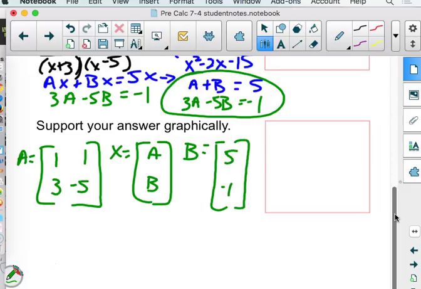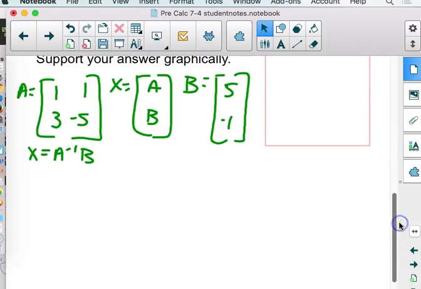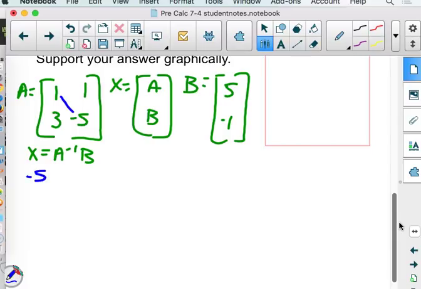And my B matrix would be 5, negative 1. And to solve AX equals B, X equals A inverse times B. So this one we could do by hand. This is a little 2 by 2, so we should. It's good practice. And the first thing we have to do is make sure that A is going to have an inverse by finding the determinant. So we multiply this times this, negative 5, main diagonal, and then we're going to go ahead and subtract this times this.